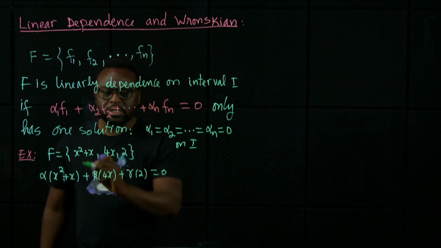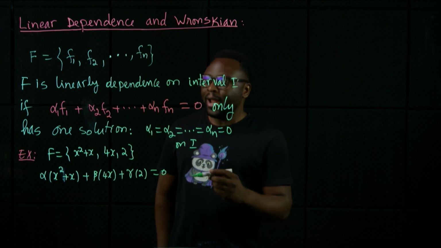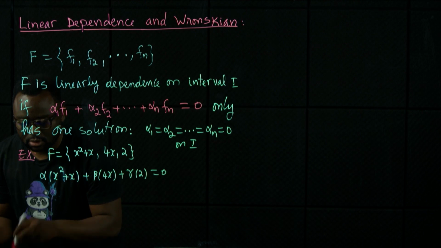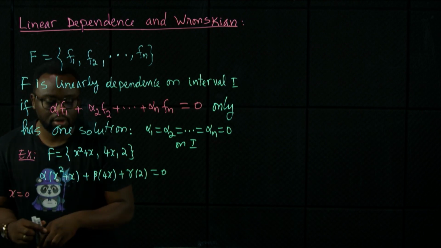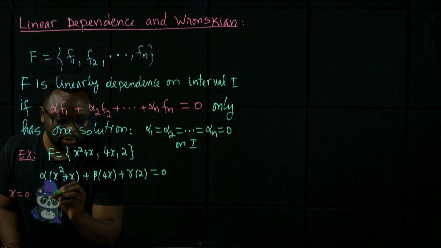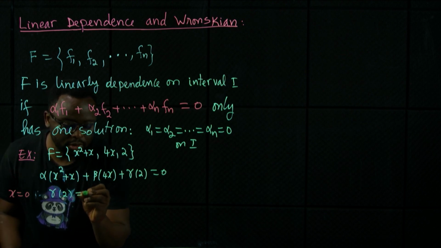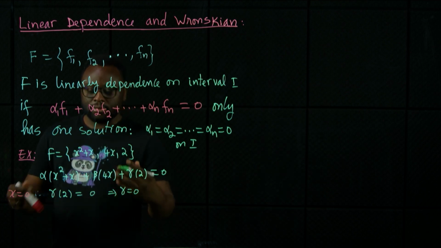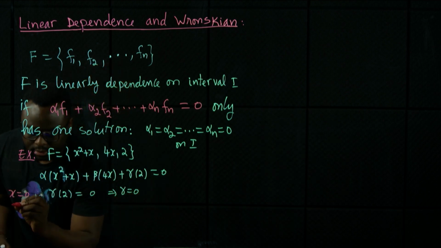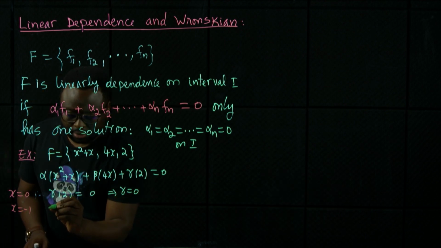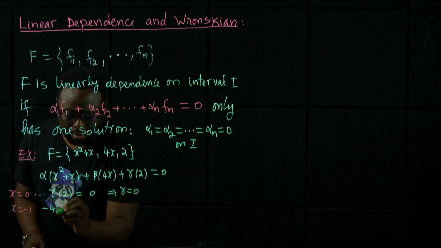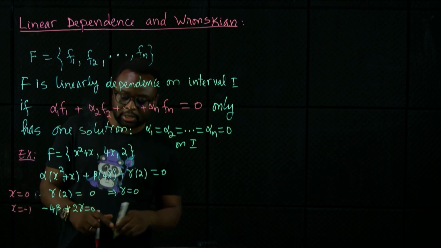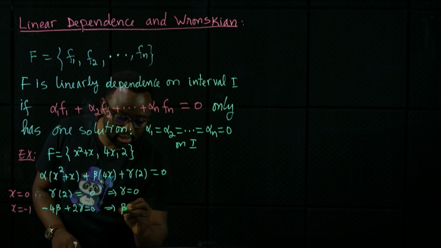So how do you solve this equation? Well, if you consider the value of x, when x is equal to 0, the equation is gamma times 2 is equal to 0. This clearly means that gamma is 0. Then if we consider x equal to minus 1, we have minus 4 beta plus 2 gamma is equal to 0. And we know that gamma is already 0. It means beta is equal to 0.